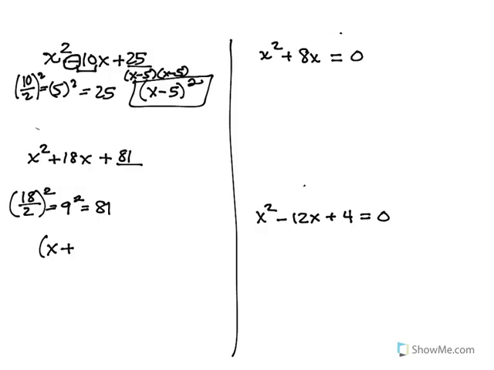x plus, this time because it's a plus, and then you either take the half of the b or you use the square root of the c that you created. So I can take half of 18 and put the 9, or I can do the square root of 81, which is 9. Either way, I know this is what it factors into: x plus 9 squared.